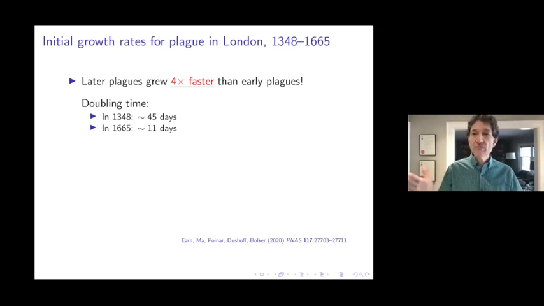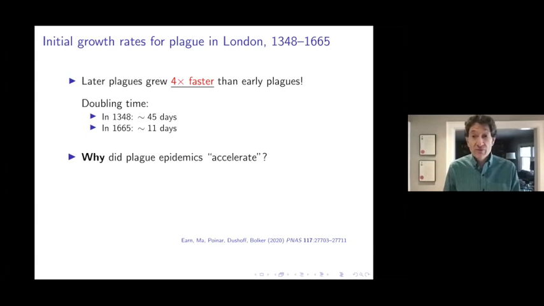And rates aren't as easy to understand as times. The equivalent time that it takes for the number of observed wills or cases to double was around 45 days in 1348, but only around 11 days in 1665. It's a huge difference, much faster epidemics later on. So that's an interesting discovery.